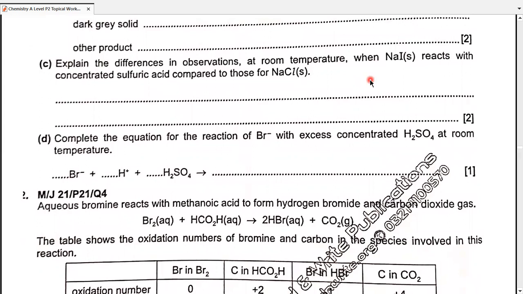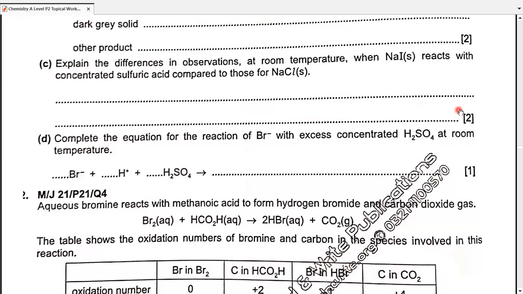So iodide is a better reducing agent. Yes, that is something better to say. You should stick to iodide ions instead of saying NaI, because NaI is later on converted into HI, and whether it's NaI or HI, actually iodide ions are the ones that are acting as stronger reducing agents. Okay. What about the next point?